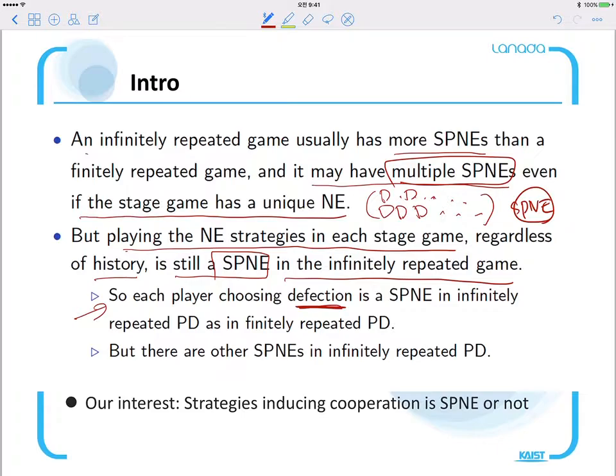So our interest is whether a strategy inducing cooperation can be subgame perfect. As I mentioned before, as motivation for this repeated game, it's possible that I can threaten my opponent based on a punishment philosophy, so that my opponent and I may cooperate, choosing C C C C C. Okay, so let's look at what happens.